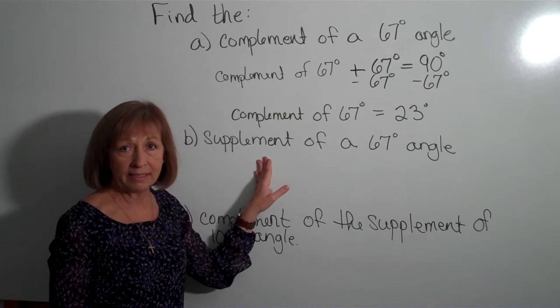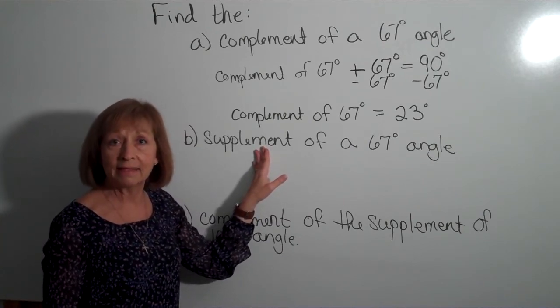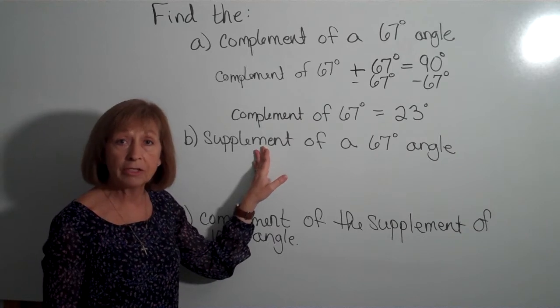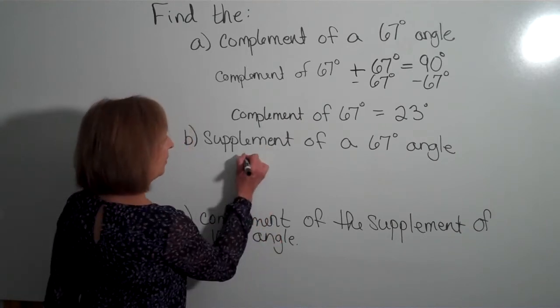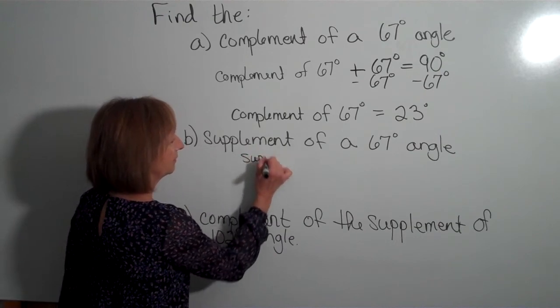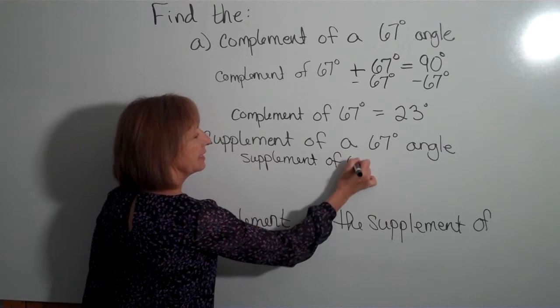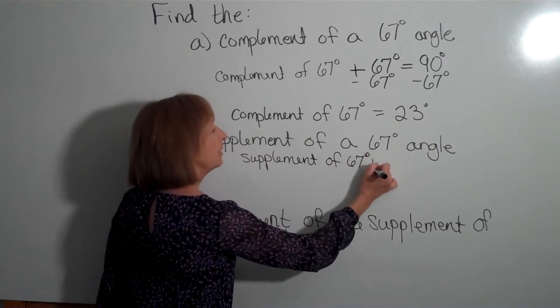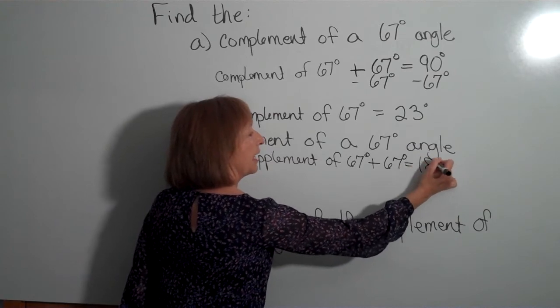Next, the supplement of a 67-degree angle. Remember, the supplement is when the sum of the two is equal to 180 degrees. So we could write it out again: the supplement of the 67-degree angle plus the 67-degree angle has to equal 180 degrees.